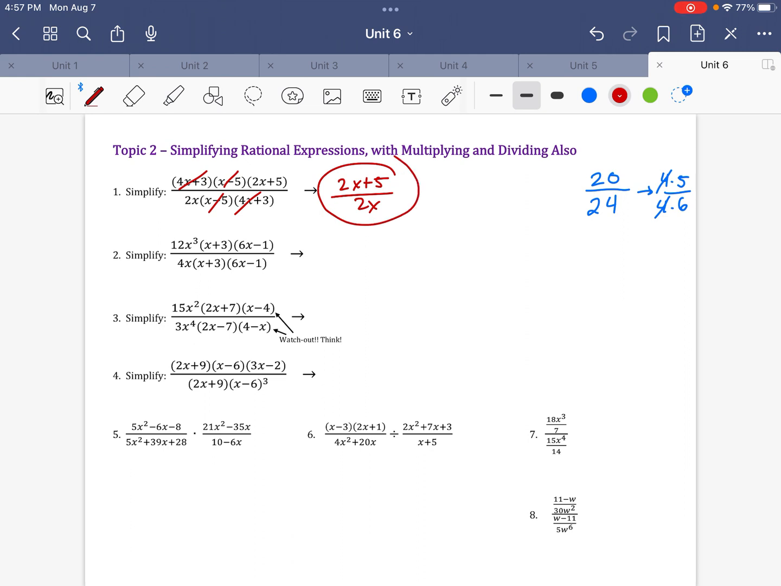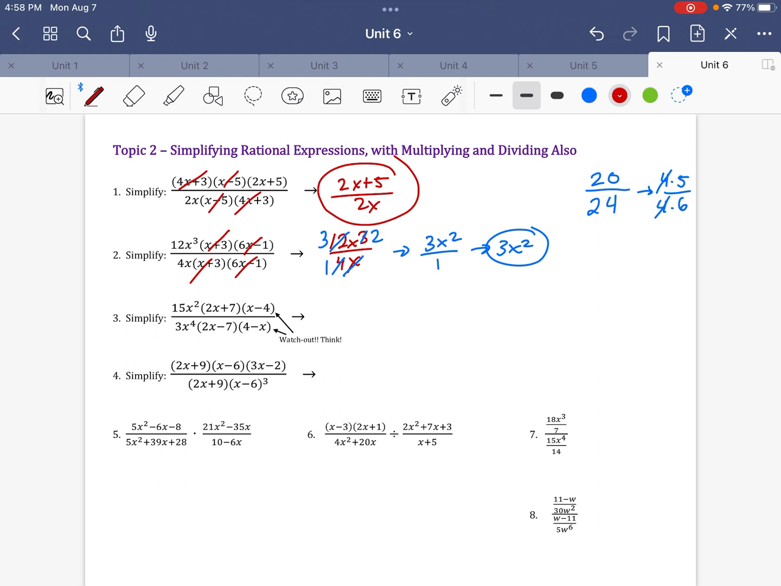Next one, number 2. I definitely see x plus 3, 6x minus 1. So now I have 12x to the third over 4x. There's no addition or subtraction here, so I can keep canceling. For instance, this 4 and this 12 can turn into a 3 and a 1. X to the third: this x can cancel, and that leaves 2 there. So when I'm done, I basically have 3x squared over 1, so that's just 3x squared. All right, and the next problem.